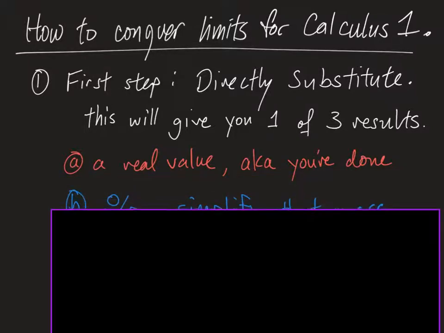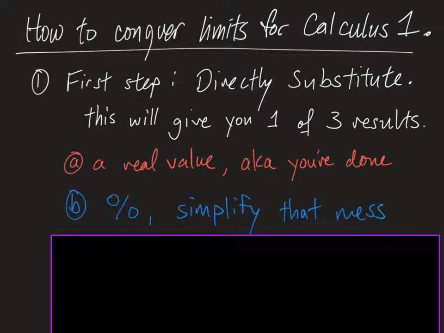The second scenario here would be 0 over 0. This is not a percent sign. And basically what happens is if you get 0 over 0, you need to simplify that mess. It is messy, you need to simplify it. I'll go over some simplification techniques on the next slide.